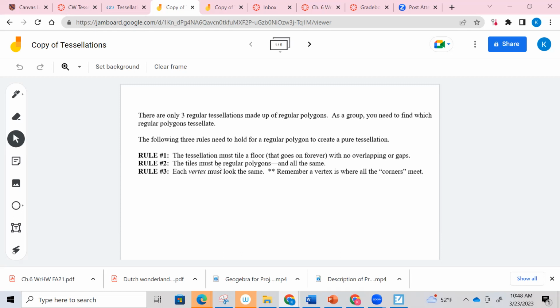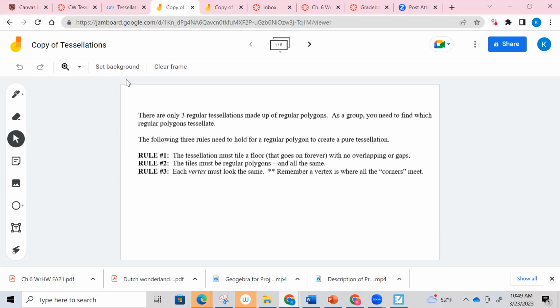Okay, and so there's 3 rules for when polygons tessellate. The first one is the tessellation must tile a floor that goes on forever with no overlapping or gaps. The tiles must be regular polygons, so they're all the same. So remember, regular polygons are when the angles are equal and the sides are equal. Okay, and rule number 3, each vertex must look the same. Remember, a vertex is where all the corners meet.